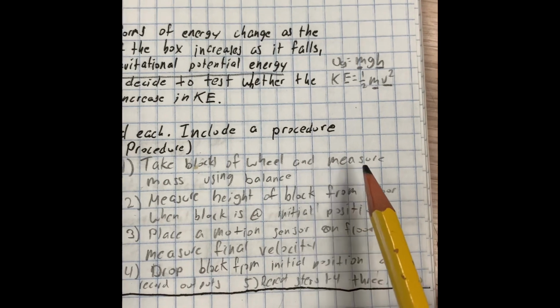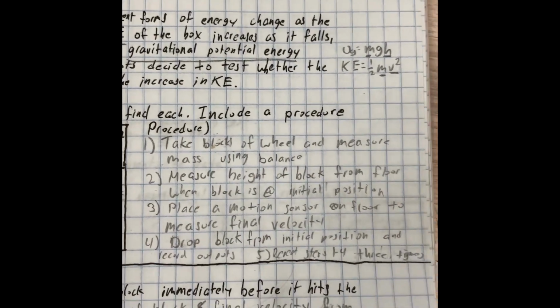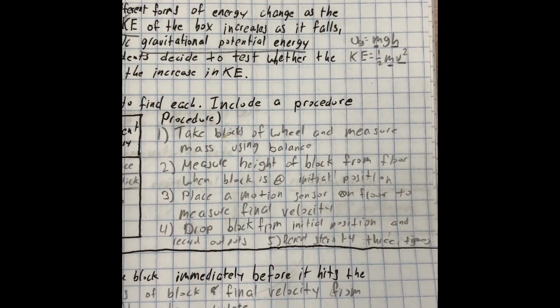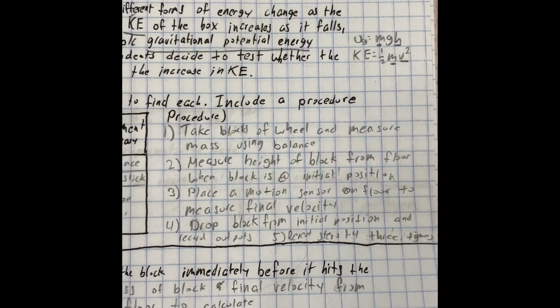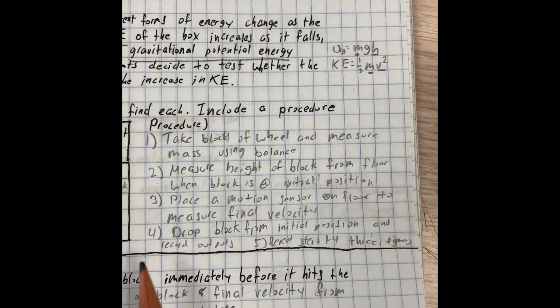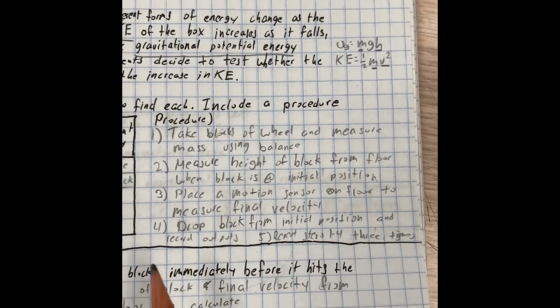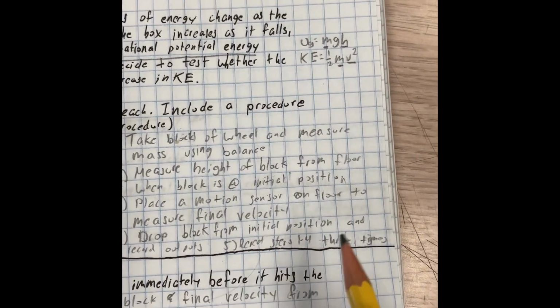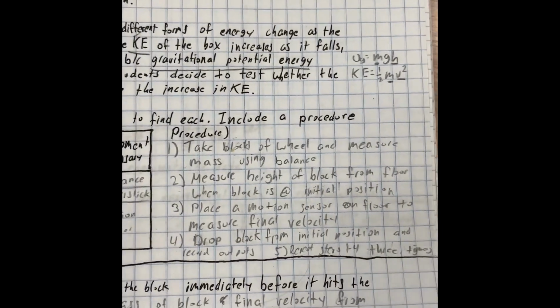So my number 1 was to take the block off the wheel and measure the mass using the balance. 2, measure the height of block from floor when block is at initial position. 3, place a motion sensor on floor to measure final velocity. And 4, drop block from initial position and record outputs. And 5, repeat steps 1 to 4 3 times.